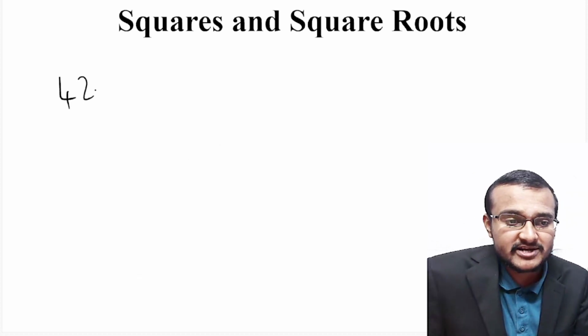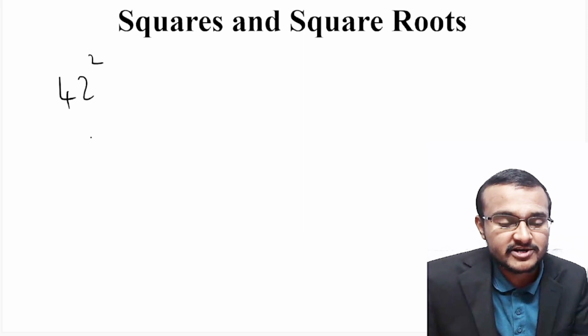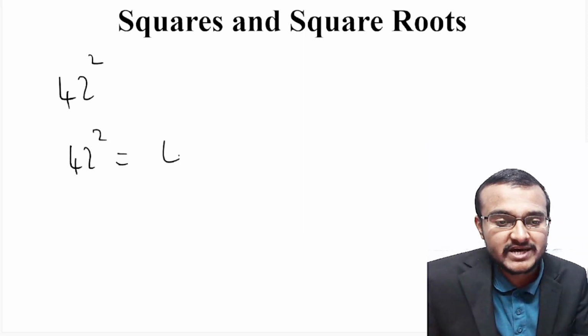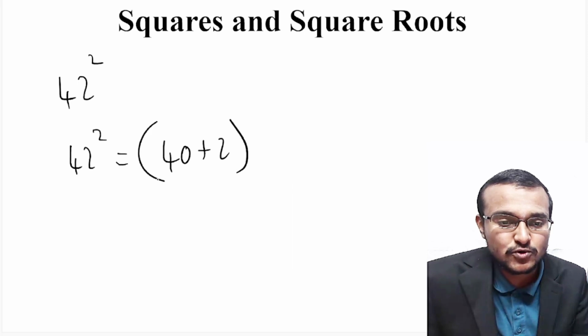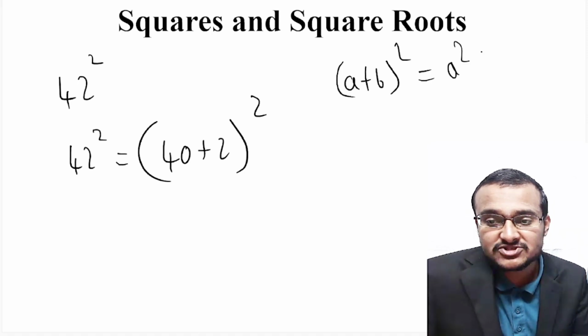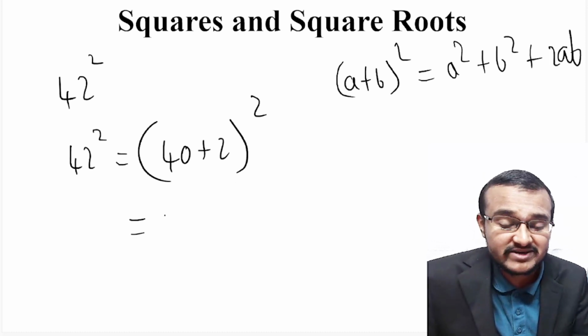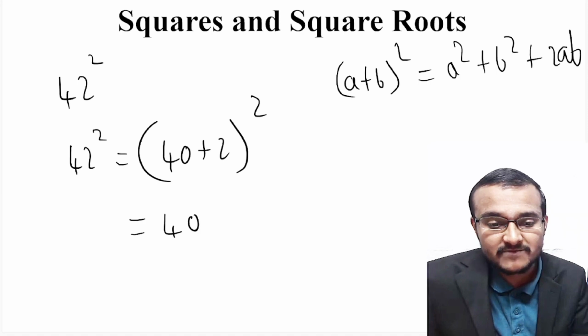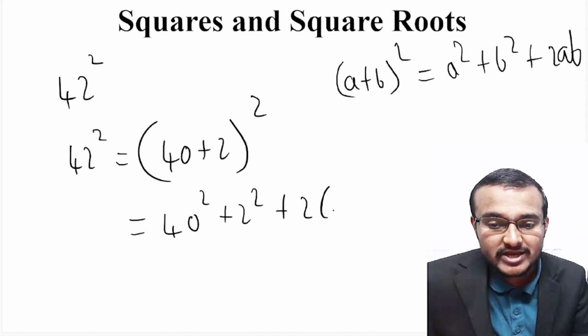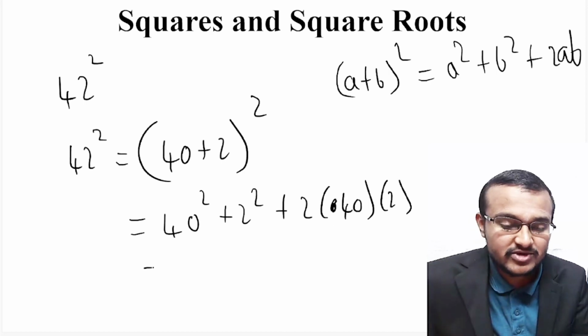Similarly, if we take 42 and if you want to find the square of 42, you can easily do it by splitting that 42. So 42 square will be equal to 40 plus 2 whole square. So that will be in the form of a plus b whole square, which is equal to a square plus b square plus 2ab. So here a is 40 and b is 2. You can easily solve this particular problem where 40 square plus 2 square plus 2ab, ab is actually 40 into 2. So now you can easily solve this.